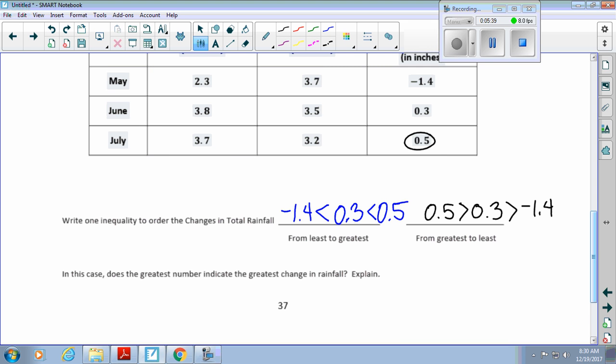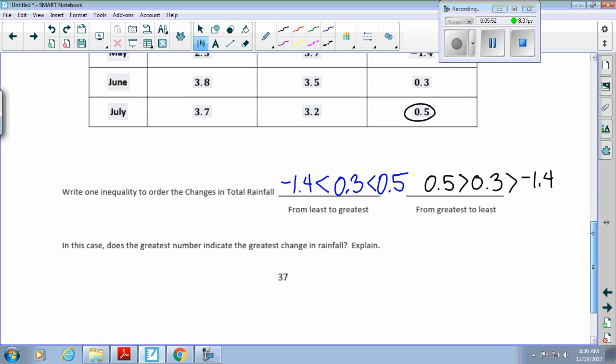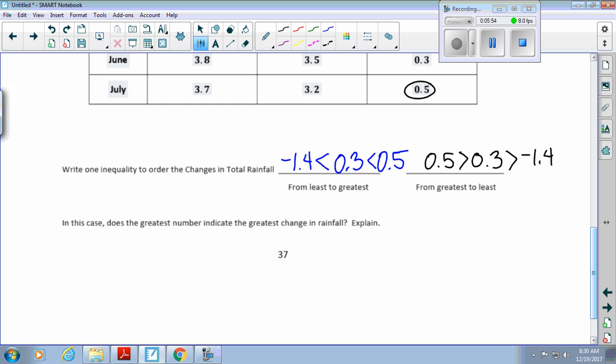But this problem isn't really asking you to worry about that as far as inequalities, but it's tiptoeing you up to this idea of absolute value, which means the distance from zero. So obviously negative 1.4 is further from zero than 0.5. It's the biggest change for the worst. So in this case, does the greatest number indicate the greatest change? No. Negative 1.4 inches is the greatest change.